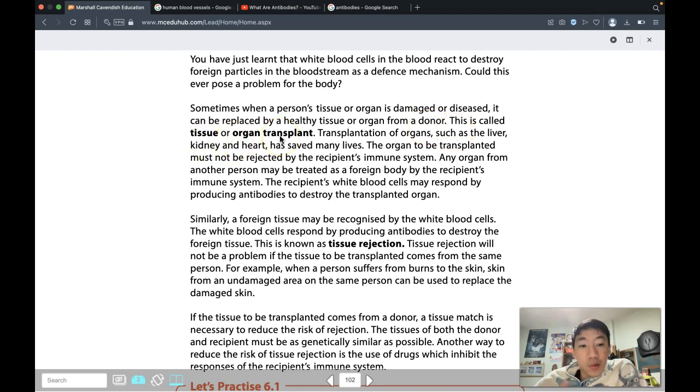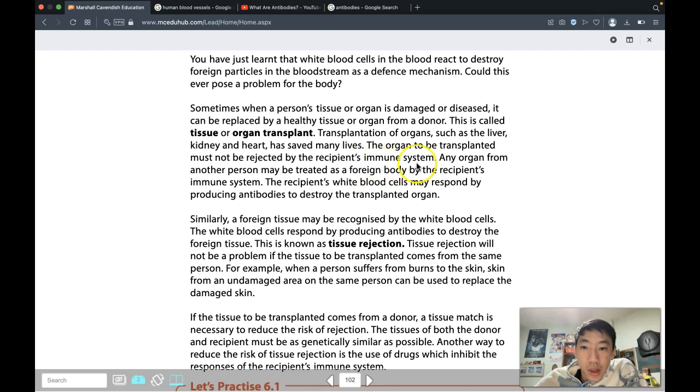One example is that if you got a burn, there's a fire, you need to have a tissue transplant for your skin, or maybe you have lung failure or heart failure and need a heart transplant or liver transplant. That's called organ transplant. This transplantation has saved many lives, and we must be careful. The doctor must be careful that the organ that is transplanted into the recipient must not be rejected.